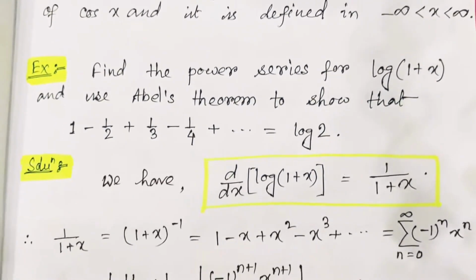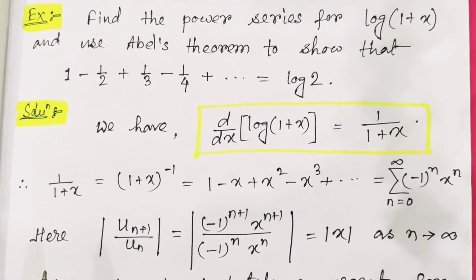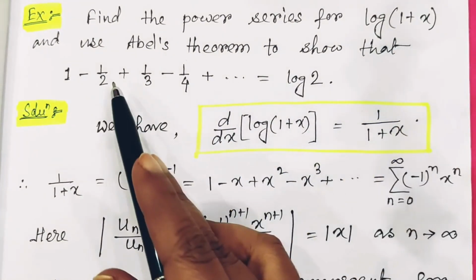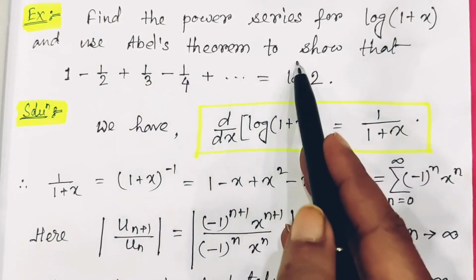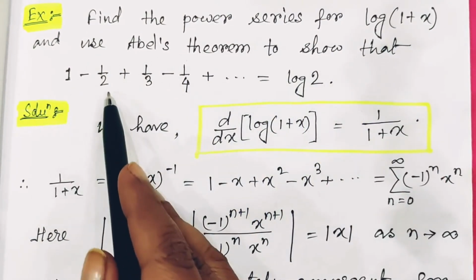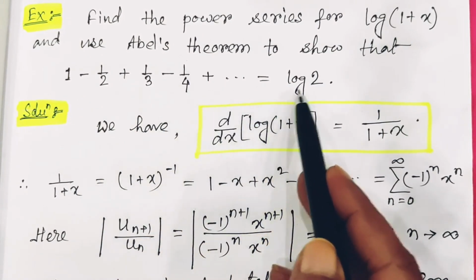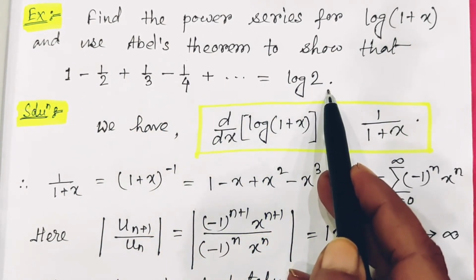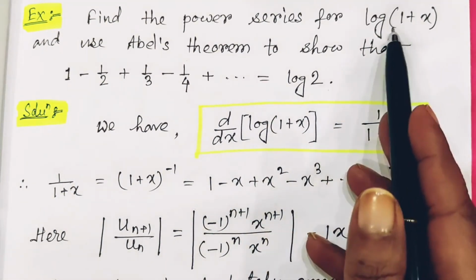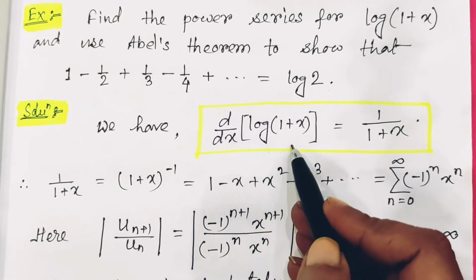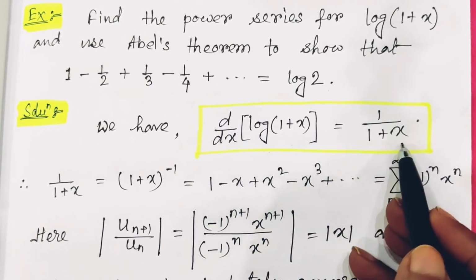Now, one more example. This one is again a very important example. Find the power series for log of 1 plus x and use Abel's theorem to show that 1 minus 1 by 2 plus 1 by 3 minus 1 by 4, and so on, this infinite series equals log 2. How to proceed? At first, let us take the derivative of log (1 plus x). Its derivative is 1 divided by 1 plus x.